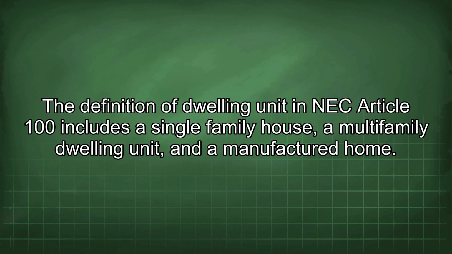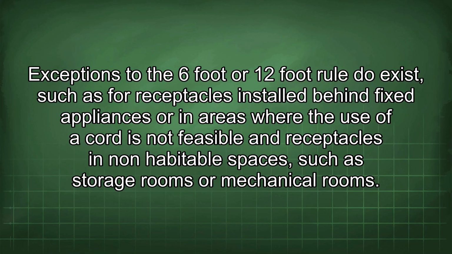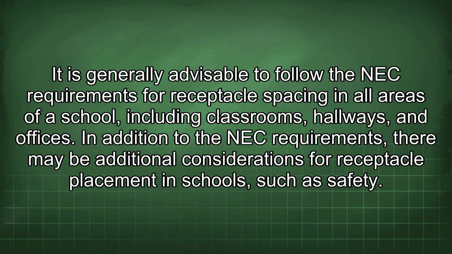The definition of dwelling unit in NEC Article 100 includes a single-family house, a multifamily dwelling unit, and a manufactured home. Exceptions to the 6-foot or 12-foot rule do exist, such as for receptacles installed behind fixed appliances or in areas where the use of a cord is not feasible, and receptacles in non-habitable spaces, such as storage rooms or mechanical rooms. It is generally advisable to follow the NEC requirements for receptacle spacing in all areas of a school, including classrooms, hallways, and offices.